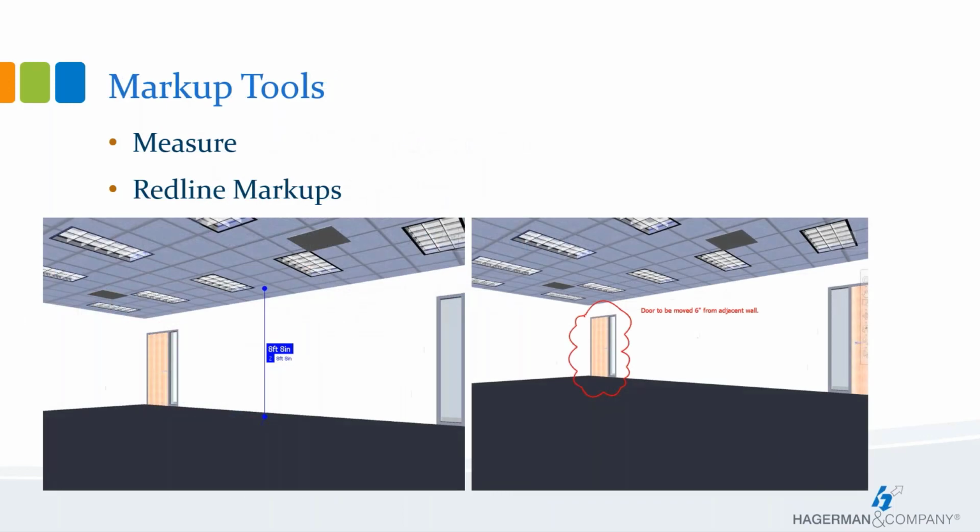All right. In addition to the review tools I just mentioned, sometimes you need to find a quick dimension or markup of a view. You can then create a separate viewpoint with the redline clouds, lines, arrows, or even text to share with appropriate team members. And here's just a couple examples.